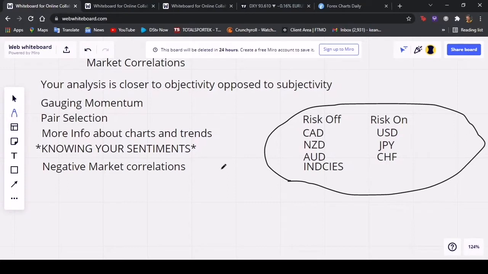And also knowing your sentiments in general can help you determine direction. So if you're in a risk-off sentiment, you don't want to be trading. Well, you can, because price always bounces off support and resistance, but you don't want to be, let's say, holding a sell through a support or something like that. You don't want to be caught on the wrong sentiment. And the next point is knowing your negative market correlations. So, like knowing your sentiments, if your indices are falling, how does it affect the dollar?